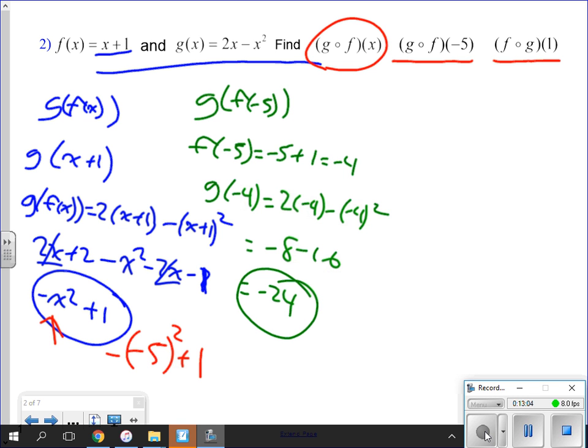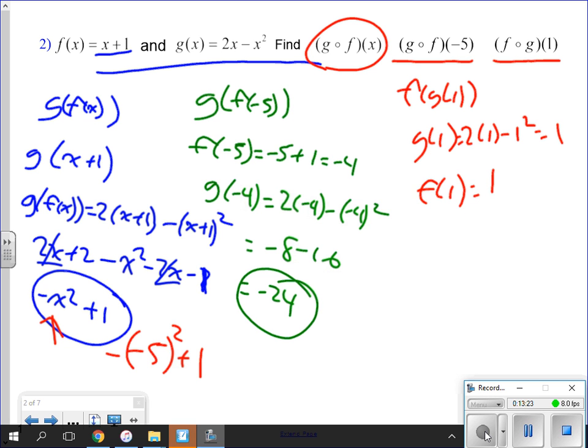Okay. And so let's do the last one. F of G of 1. G of 1 is 2 times 1 minus 1 squared, which is 1. So that's F of 1, which is 1 plus 1, which is, I hope you all got the right answer on that and got 2. I hope by now you can do 1 plus 1.